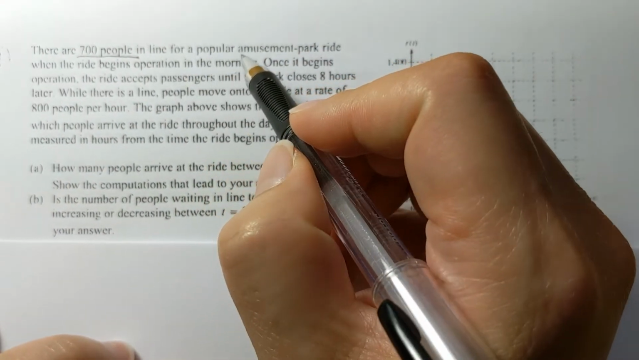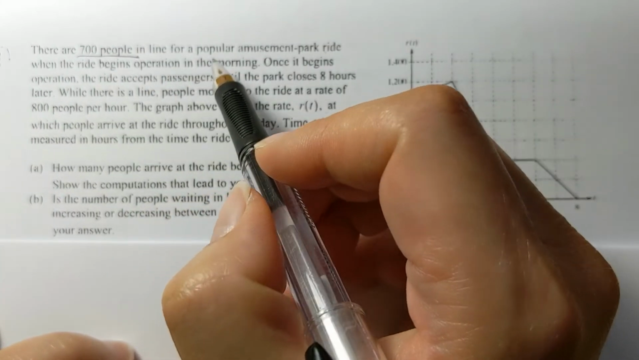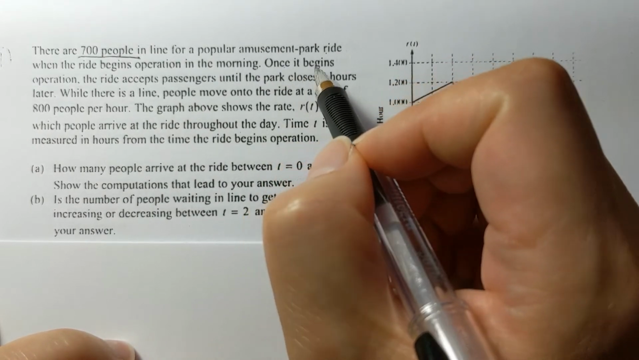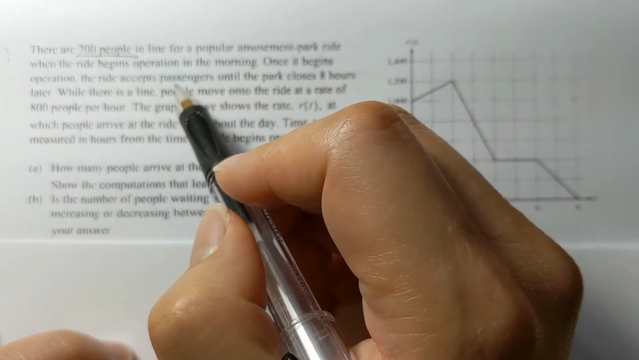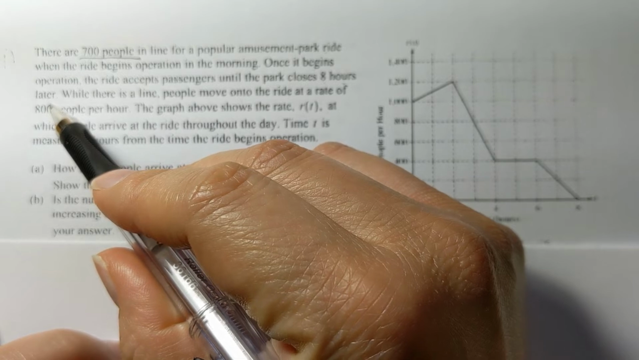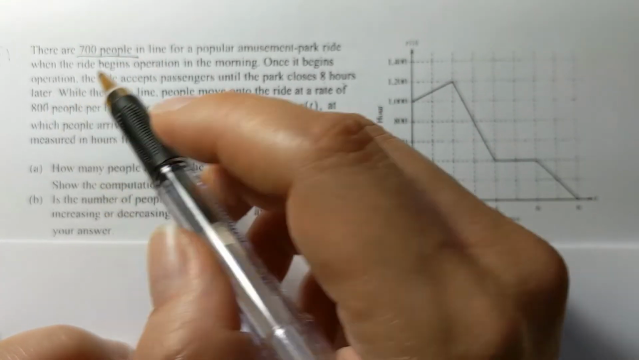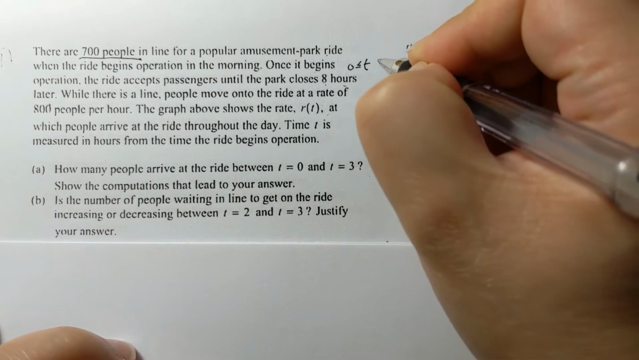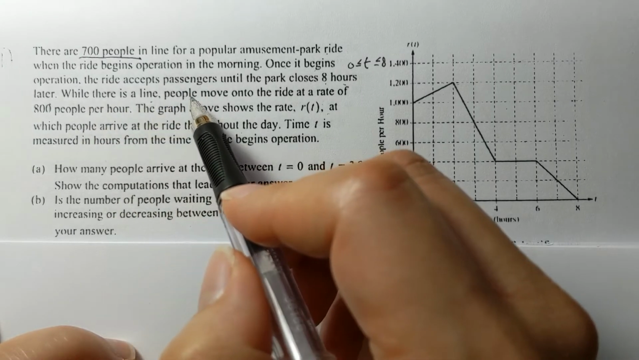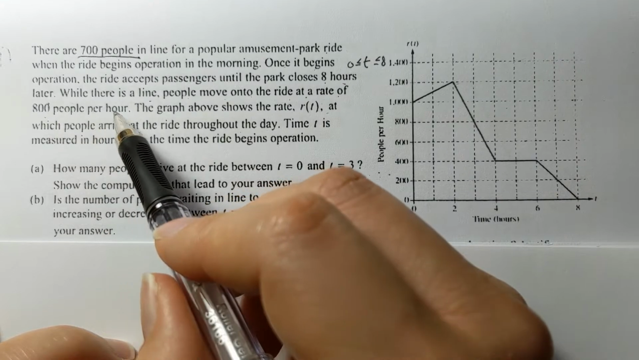for a popular amusement park ride. When the ride began operation in the morning, in the beginning there are 700 people waiting already. Once it begins operation, the ride accepts passengers until the park closes 8 hours later. So it tells us the time interval is 0 to 8. While there is a line, people move on to the ride at a rate of 800 people per hour.